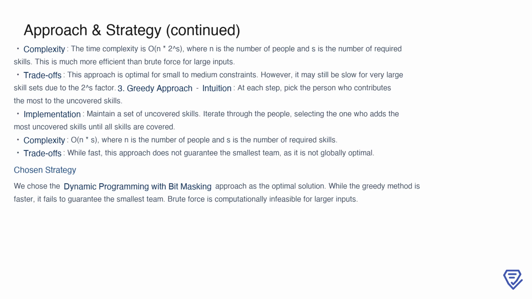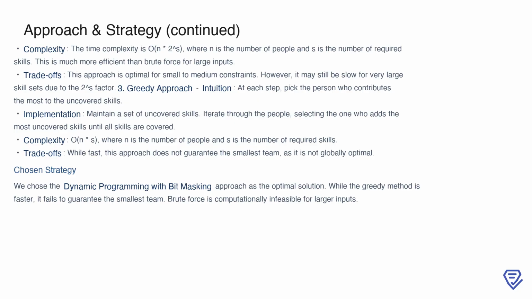The dynamic programming approach with bit masking significantly improves efficiency. Its time complexity is n times 2 to the power of s, where n is the number of people and s is the number of required skills. While not ideal for very large skill sets due to the 2 to the power of s factor, it's far more efficient than brute force for inputs of moderate size. Compared to brute force, this method is computationally feasible for most practical scenarios.